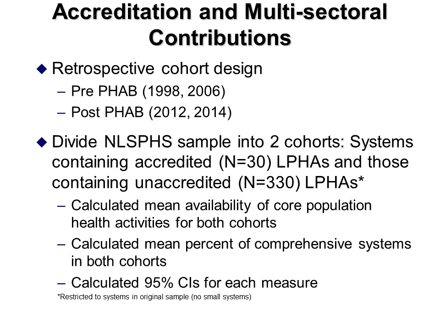So we divided our sample into 2 cohorts, systems containing accredited agencies, that was roughly 30 systems, and those containing unaccredited agencies, roughly 330 systems, right? We calculated the mean availability of core population health activities for both cohorts. We also calculated the mean percent of comprehensive systems in both cohorts. And then we calculated 95% confidence intervals for each measure, right? And again, just to keep in mind, this was restricted to our sample of larger departments.